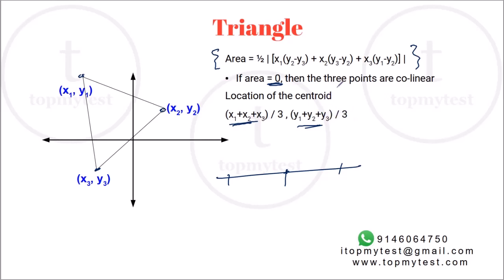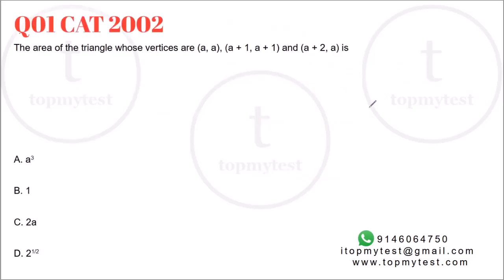Now, using these basic concepts, let's solve a few questions which actually came up in the past CAT and XAT papers. The first question is from CAT 2002. This is a direct application of the area relationship. So if I call this set 1, set 2, set 3, right?